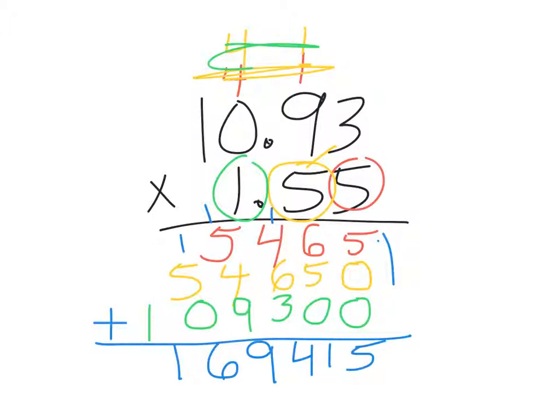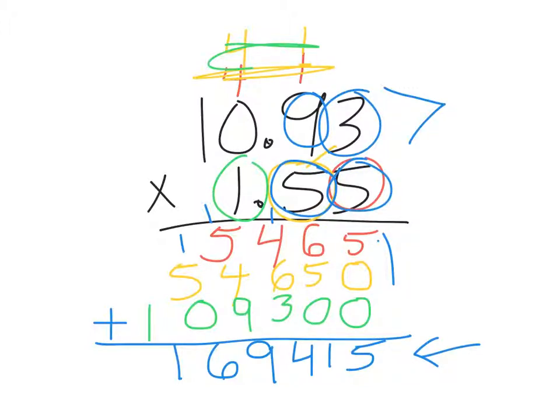What we do is we go back up to our original problem, and the number of digits that we have after each decimal point in our problem is how many numbers we'll have after the decimal point in our answer. So what I mean by that is in that first number, 10.93, there were 2 numbers after the decimal. In 1.55, there were also 2 numbers after the decimal. That gives us a total of 4 decimal places. Therefore, our answer will also have 4 decimal places.